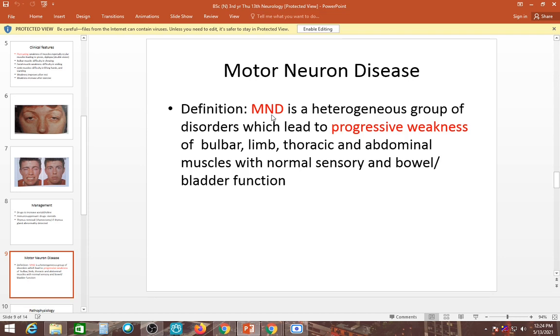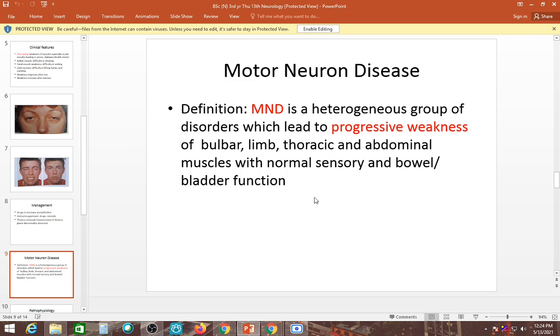So what is the definition? MND is a heterogeneous group of disorders which leads to, number one, progressive weakness of muscles of the bulbar, that is the muscles of swallowing, limb muscles, upper limb and lower limb, thoracic muscles, muscles of the chest, abdominal muscles, with normal sensory, bowel and bladder function.